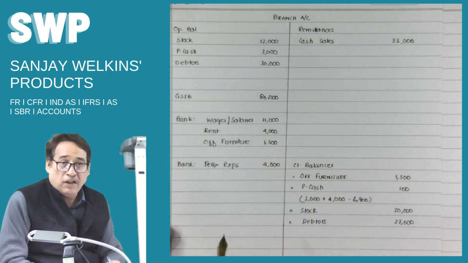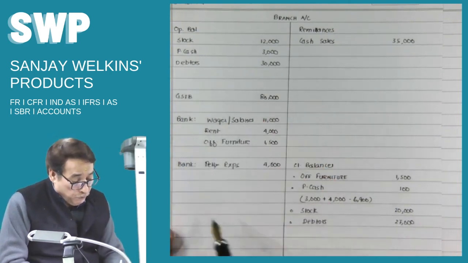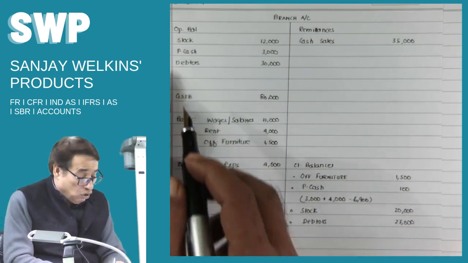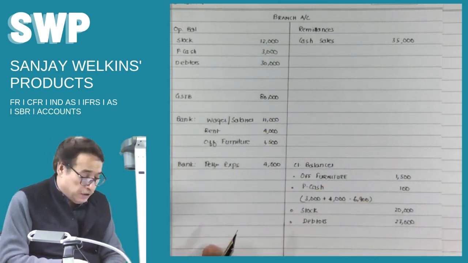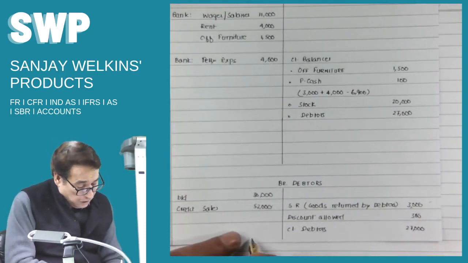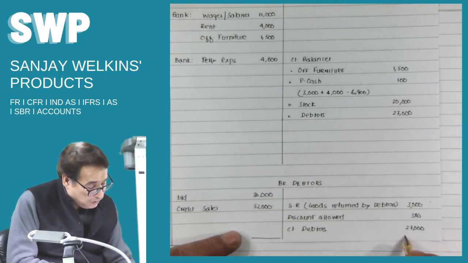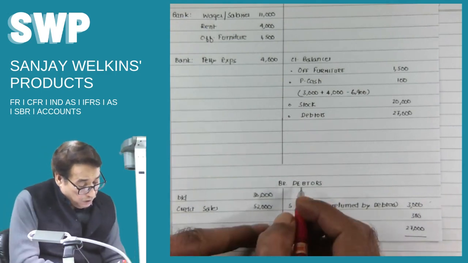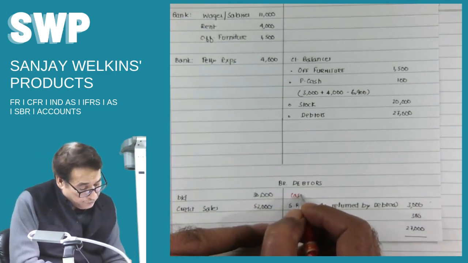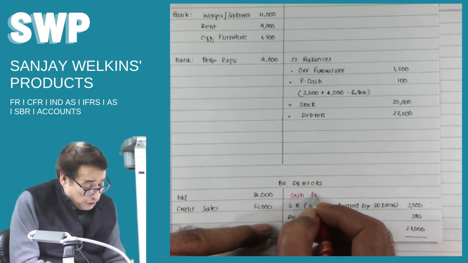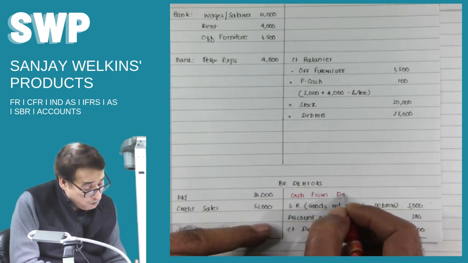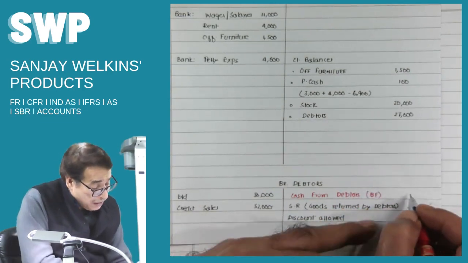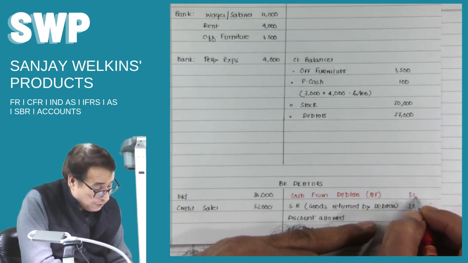And I have been telling right from the beginning that before we tally this account, we need to be very sure that we have all the information with respect to debtors. Opening and closing balance are there, but cash receipt from debtors is not there. So I will have to tally this account to get the figure of debtors. And if I tally, I will get by cash from debtors 51,700. This will be my balancing figure.